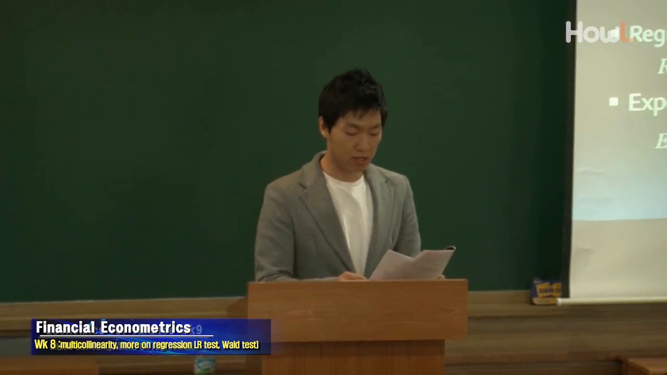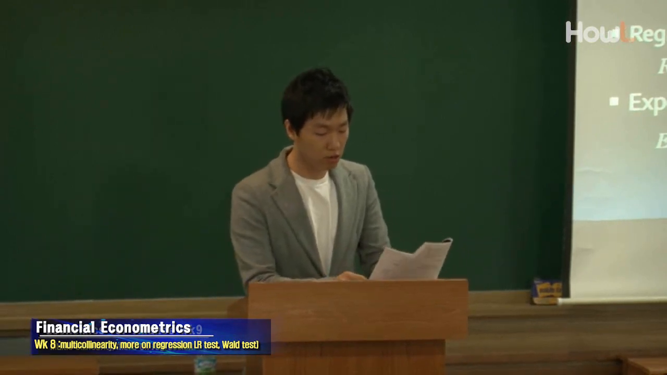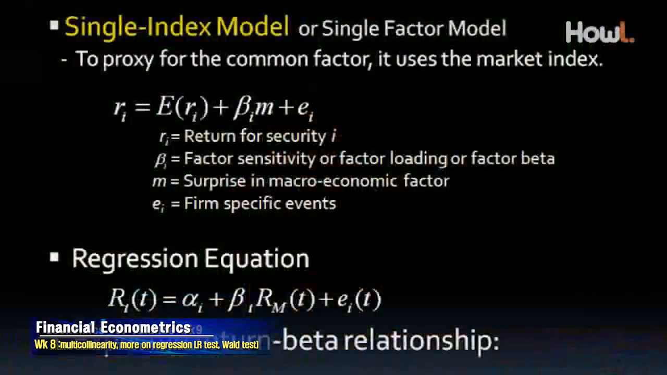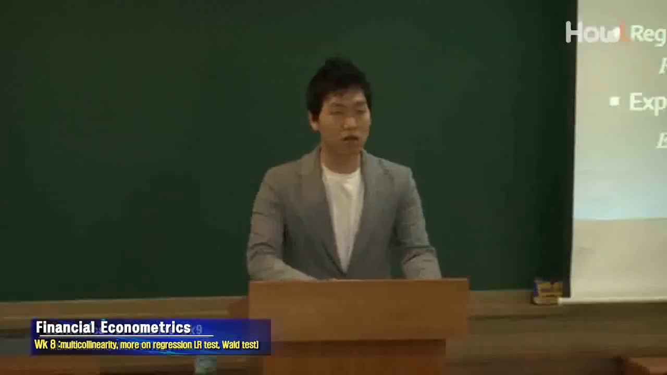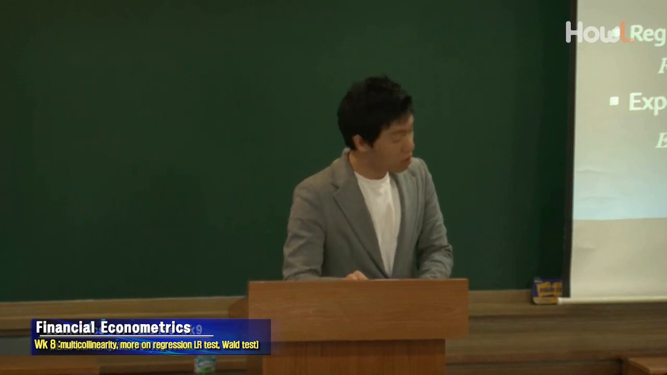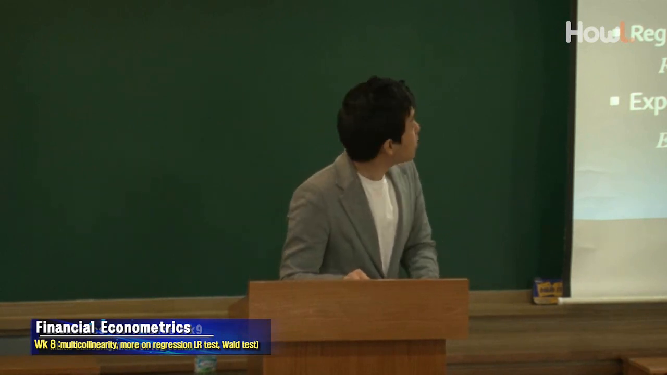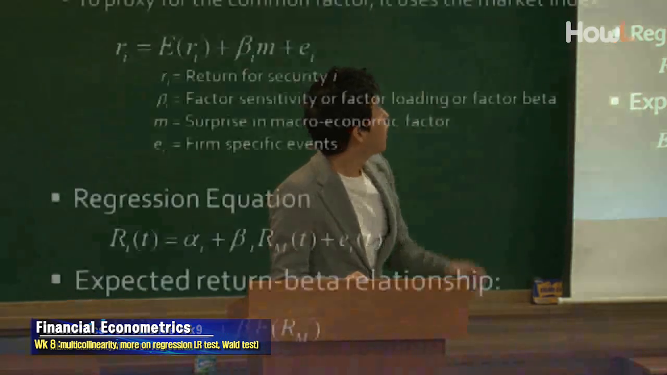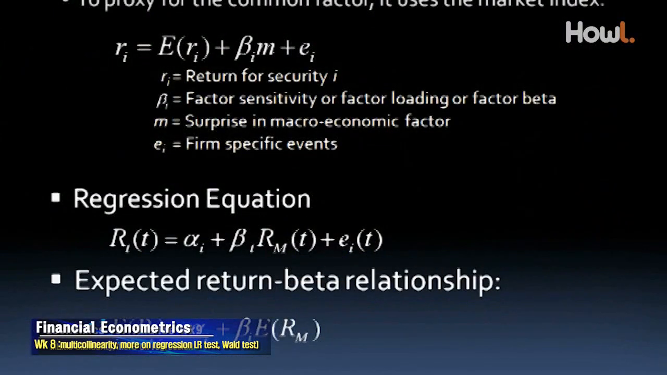A macroeconomic factor causes the systematic risk affecting all stock returns, and this factor can be represented by the rate of return of the market index, such as the S&P 500 or KOSPI, which will be a good common factor. So the function is like that, and we can use the previous data to make a regression equation.